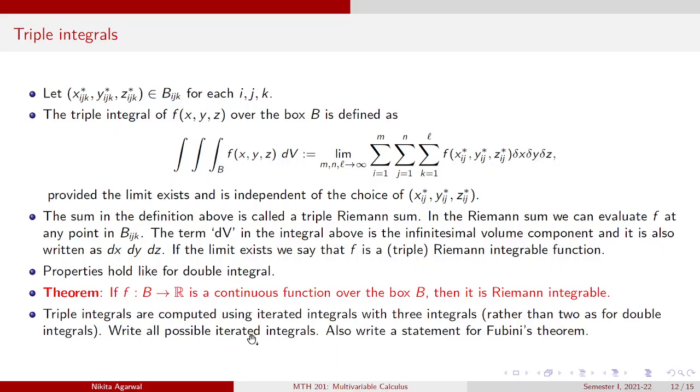And triple integrals are computed using iterated integrals with three integrals rather than two as for double integrals. So I would like you to write down all the possible iterated integrals. Remember, in the case of two variables, we got two options, dx dy and dy dx. Here you have dx, dy, dz, so try to figure out how many possible combinations there are. So write down all possible iterated integrals and then write a statement of Fubini's theorem over boxes, right? So this I will leave to you. It will be discussed in the tutorial as well.